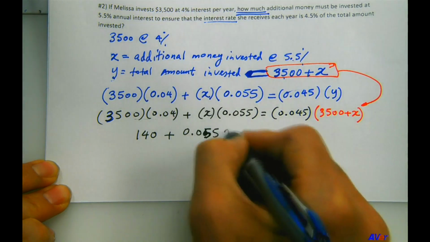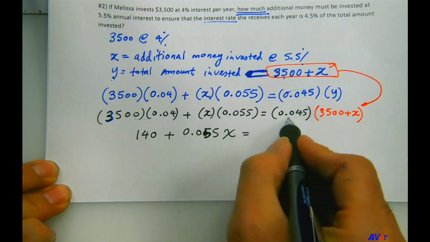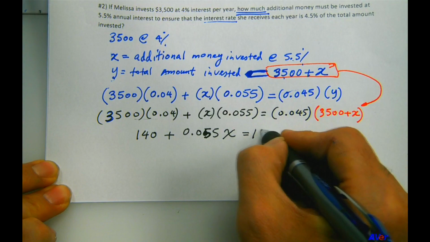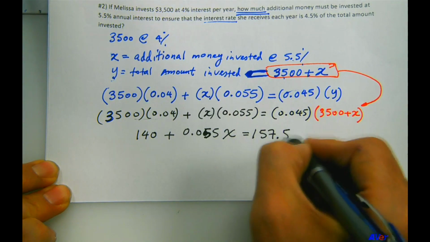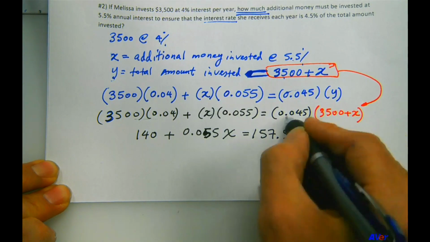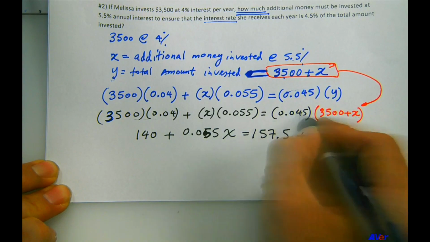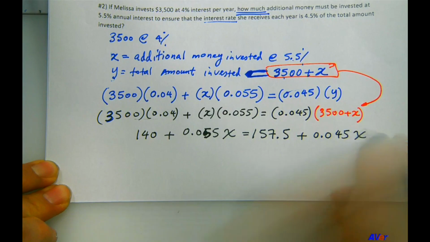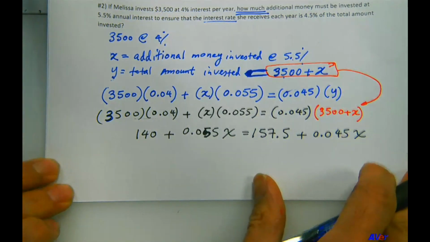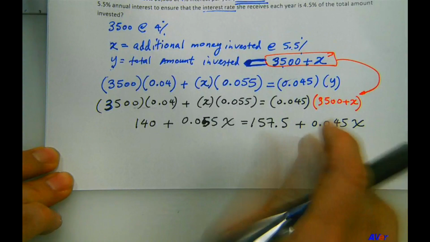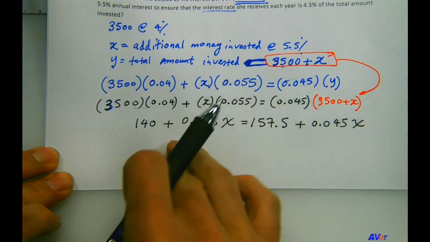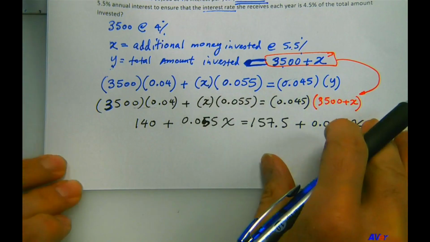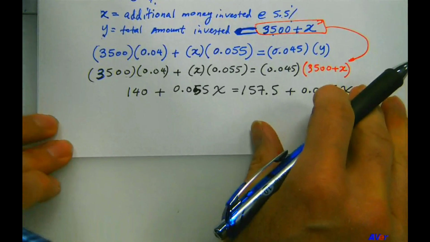0.055 X equals 0.05 times 3,500, which is 157.5, plus 0.045 times X, right? So now let's move all the variable terms to one side, all the constants to the other side, and combine the terms and solve for X.